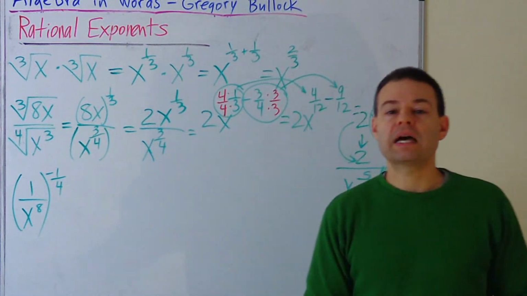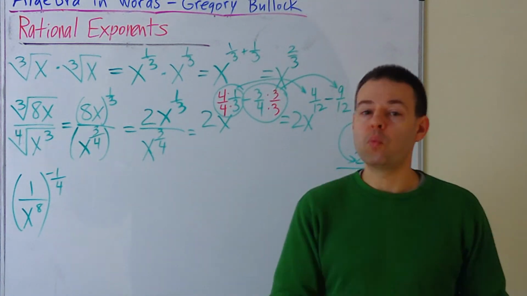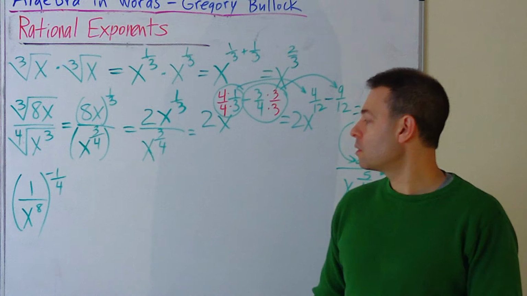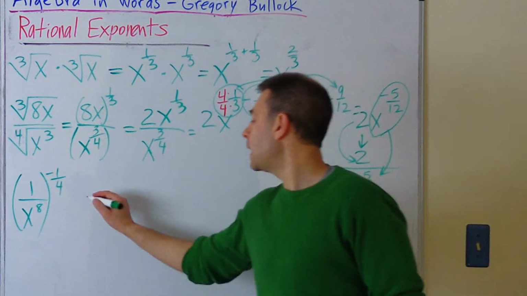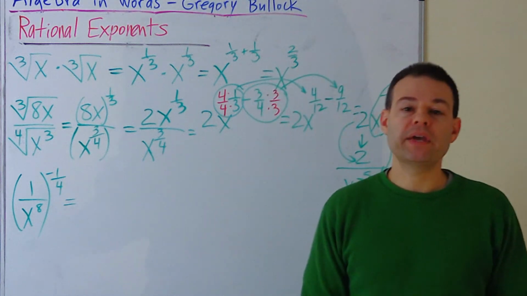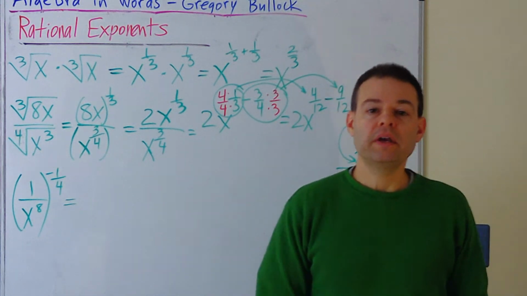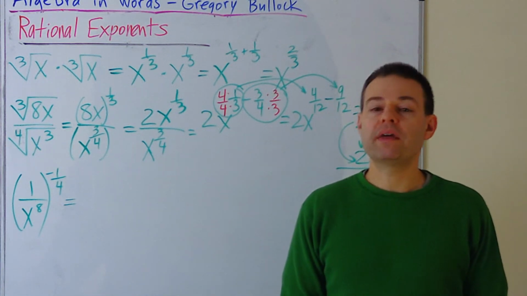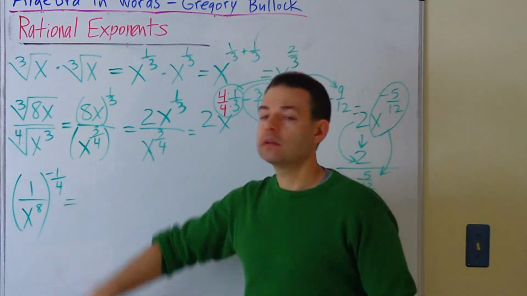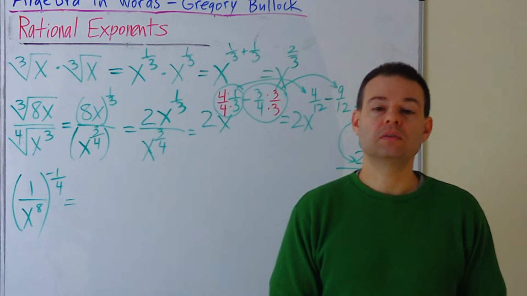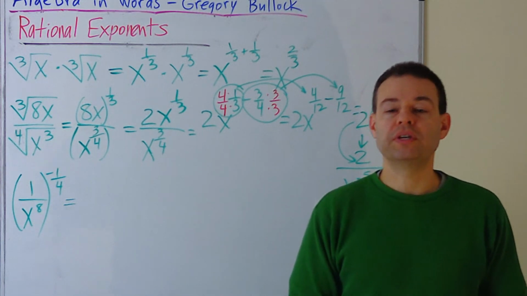And let's look at the last example here. We have 1 over x to the 8th raised to the rational exponent of negative 1/4. Now, again, we have a negative exponent. And one way that we can deal with that in the beginning is by flipping the base that it's applied to. So I'm going to apply that rule here.